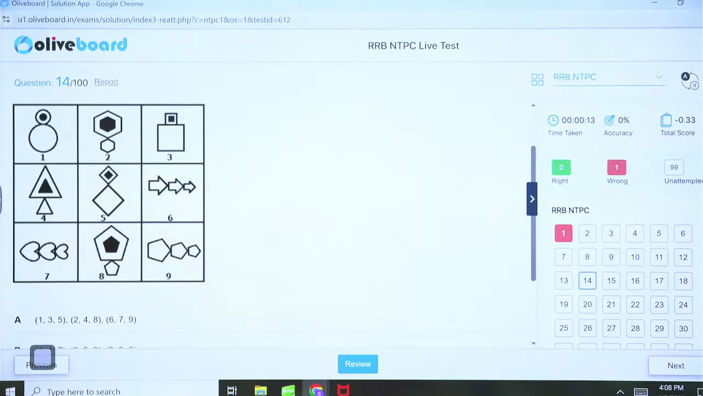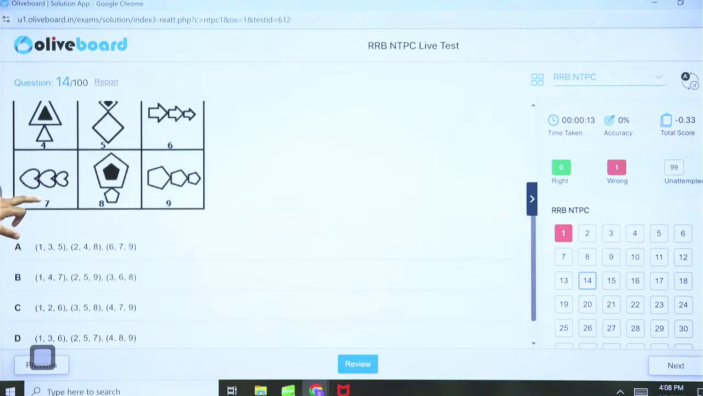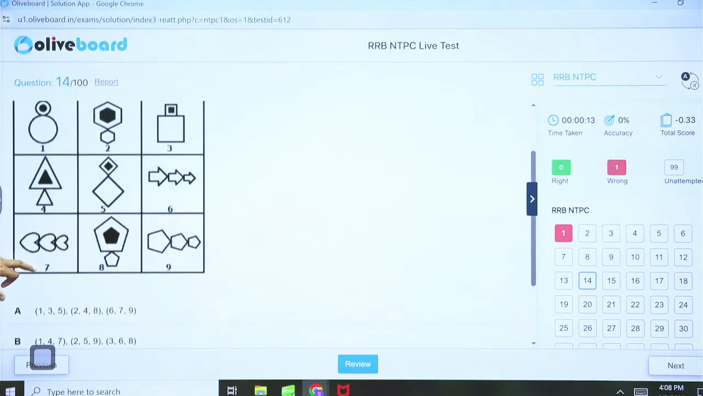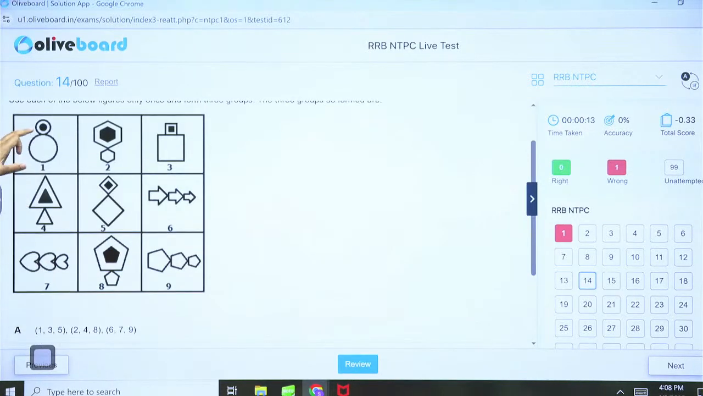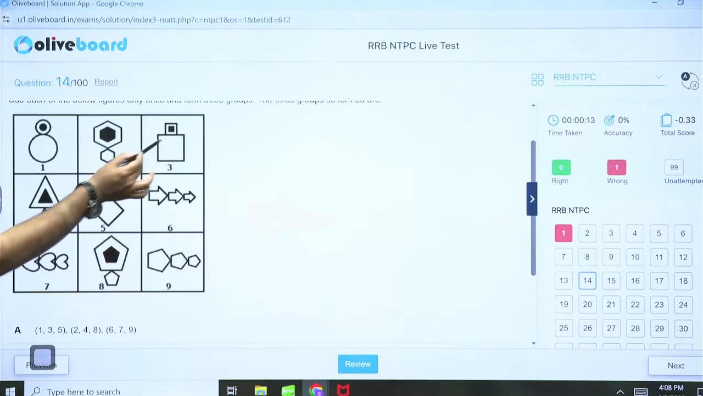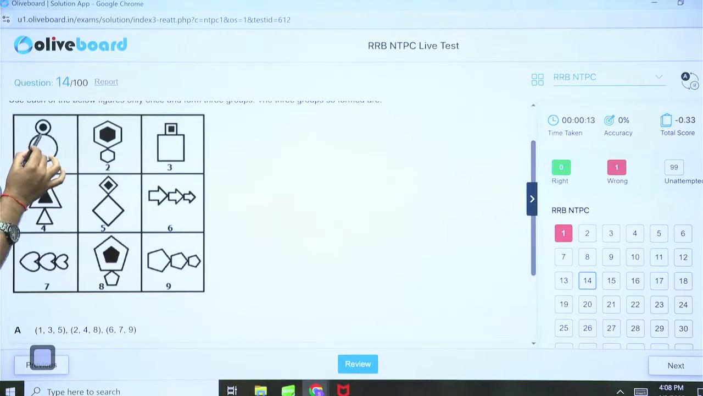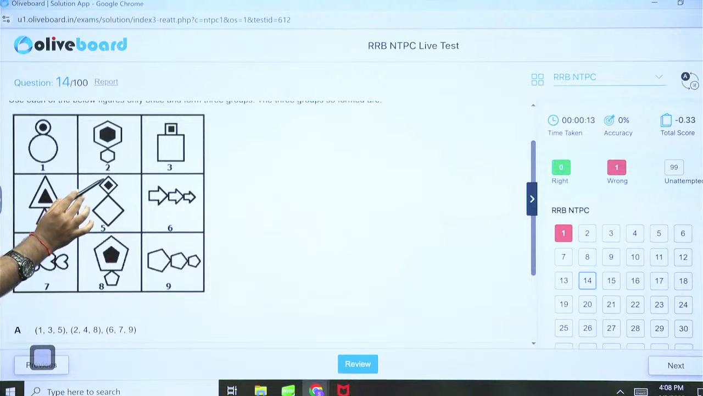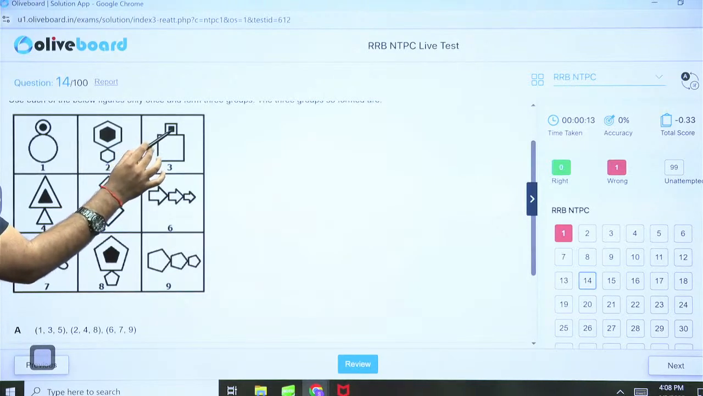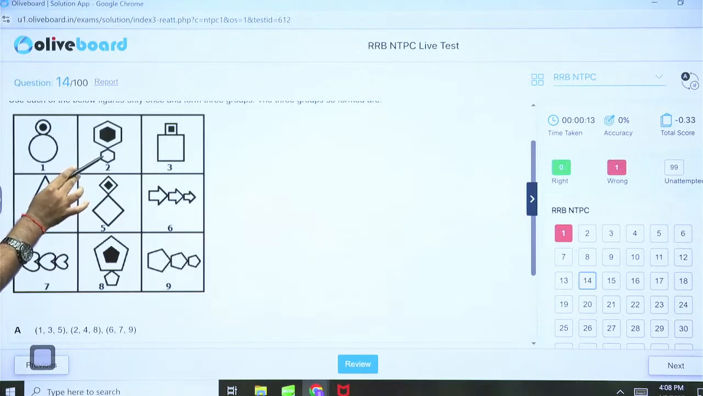These are the options. So basically what is happening here, if you observe figures 1, 5 and 3, they look similar. Why? Because they have a larger figure on the top which is filled inside with the same figure, highlighted version. Now here they have a smaller figure below, so this is not following that same logic. So 1, 5 and 3 will be bunched together.